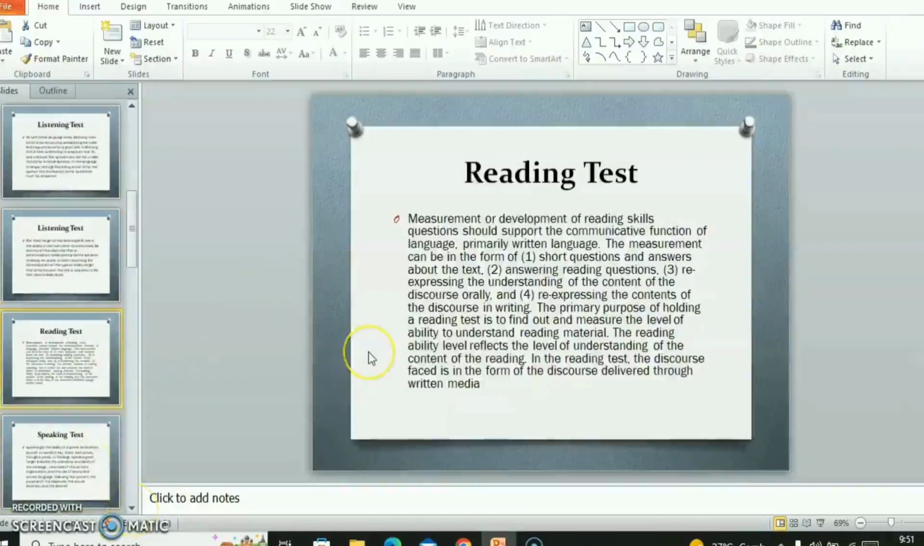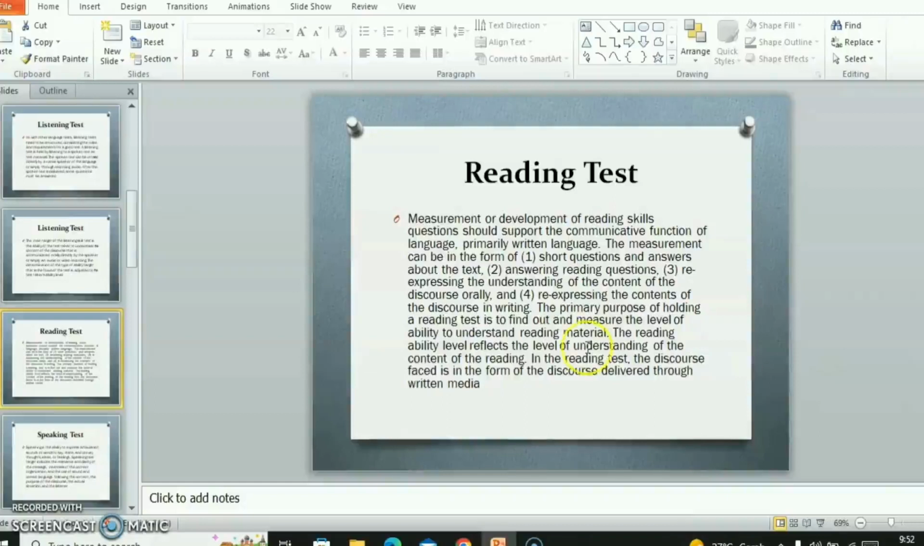Next, reading test. What is reading test? Measurement or development of reading skills questions should support the communicative function of language, primarily written language. The measurement can be in the form of short questions and answers about the text, answering reading questions, re-expressing the understanding of the content of the discourse orally, and re-expressing the contents of the discourse in writing.